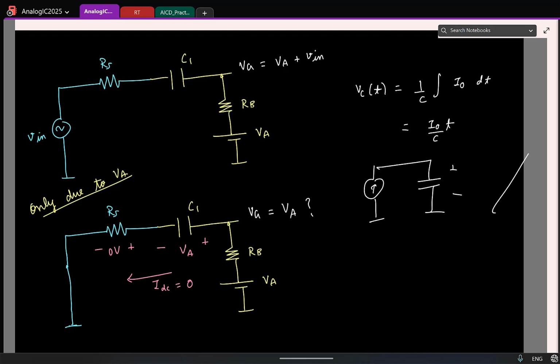But if I is 0, then what about VC? If there is no current, what is the voltage across the capacitor now? If I give you a capacitor and ask the voltage across it, what will you say? 0, or can you always say it's 0? Whatever the voltage to which the capacitor was charged before, that's going to be the same. You're not drawing any current, so the capacitor will not lose any charge. So whatever the voltage to which the capacitor was charged to before, it's going to retain.